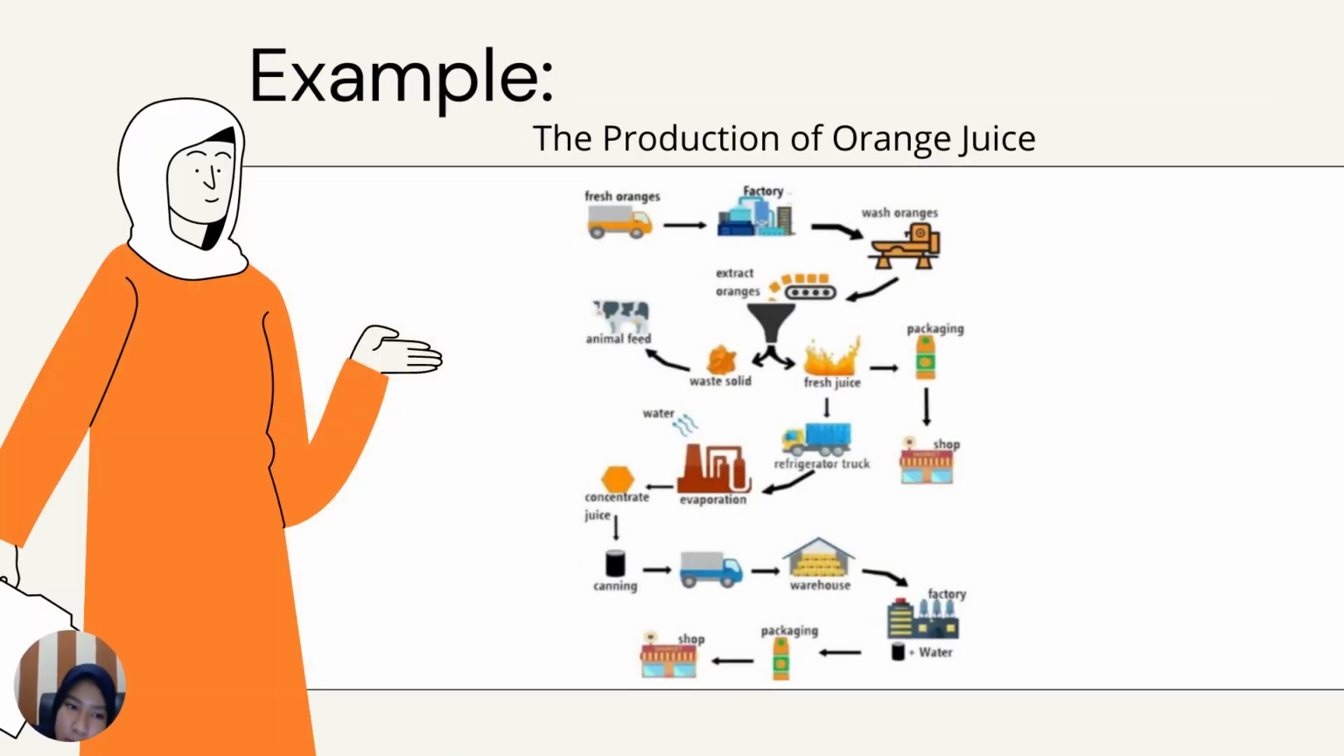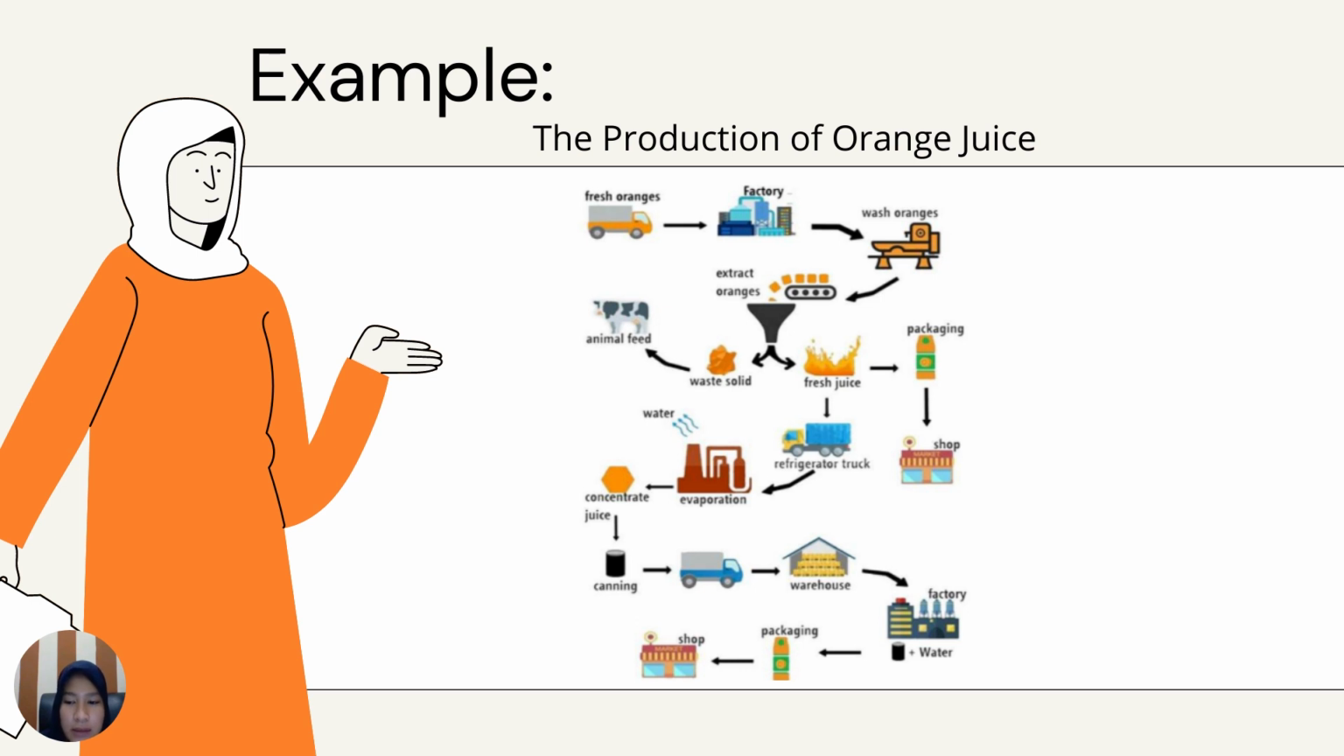Okay, next. For the example, it is explaining the process about the production of orange juice. To begin with, the oranges that have been harvested are delivered to the factory using a delivery truck. The oranges will be processed and various processes are carried out.